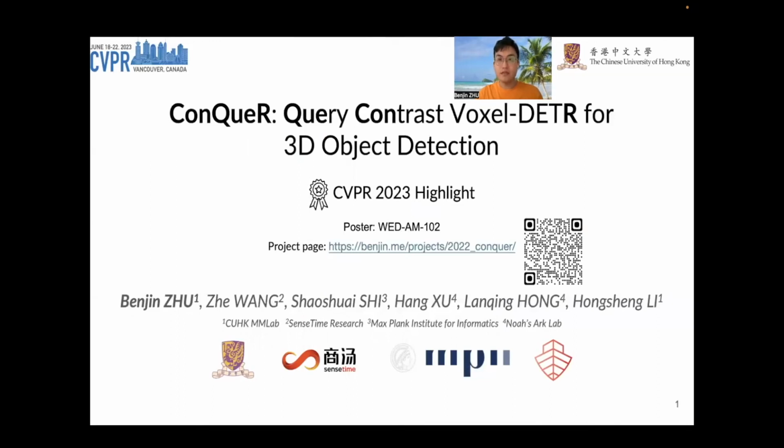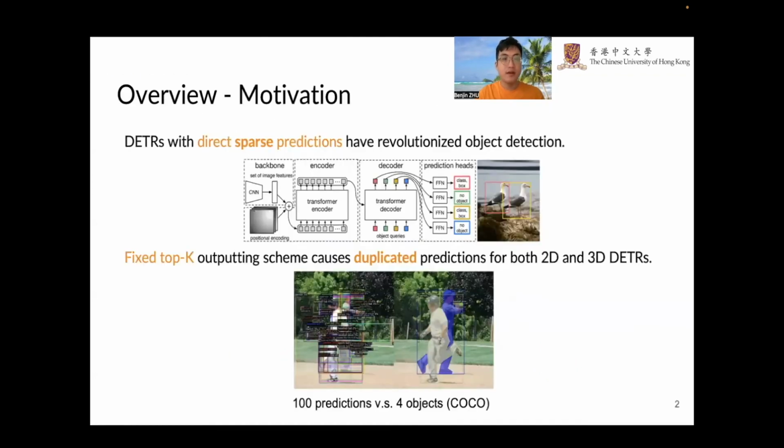Hi everyone, I'm Benjin Zhu. I'm glad to be here to present our highlight paper, Query Contrast Voxel DETR for 3D Object Detection, or CONQUER. DETRs have revolutionized object detection with its transformer architecture and one-to-one matching, but its set matching loss only supervises each query individually without considering inter-query relations. Moreover, its fixed top-K outputting scheme causes duplication in the final detections.